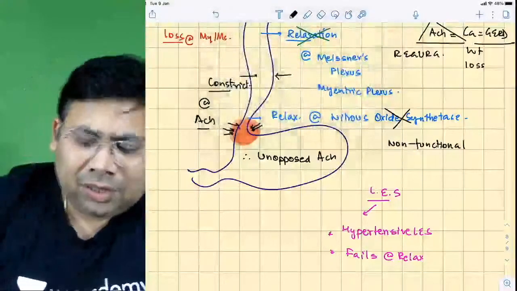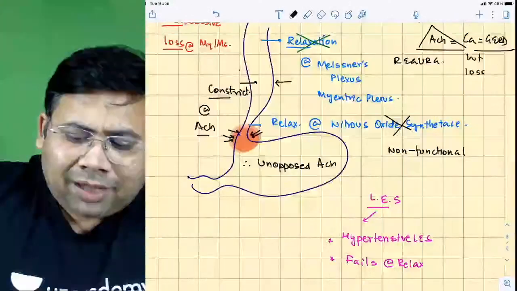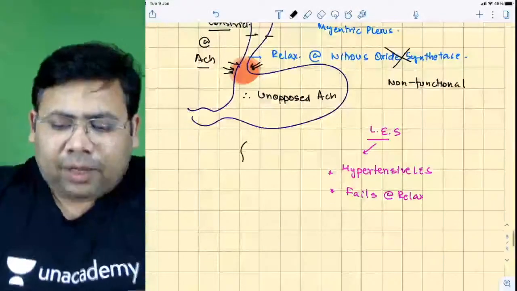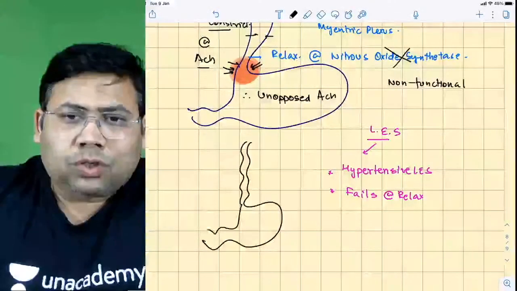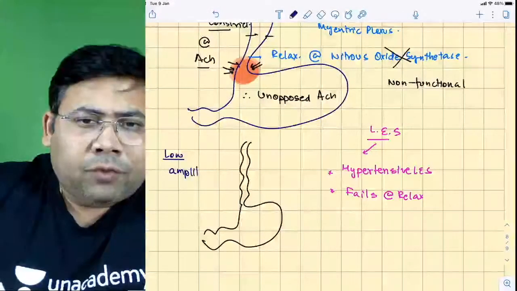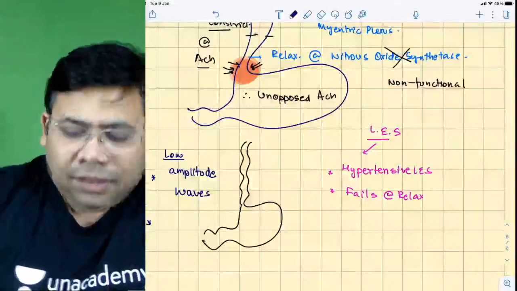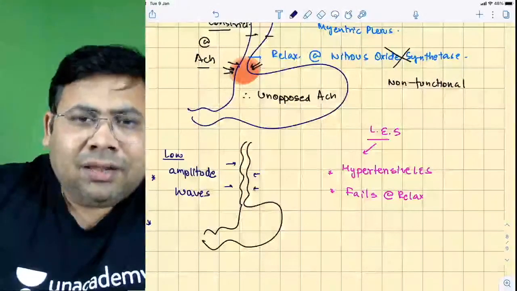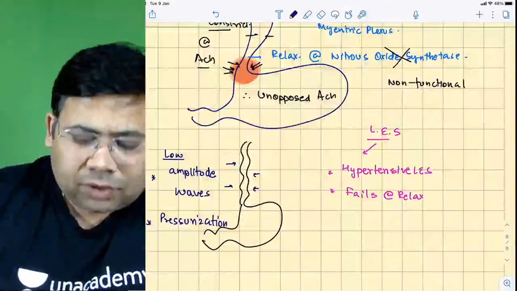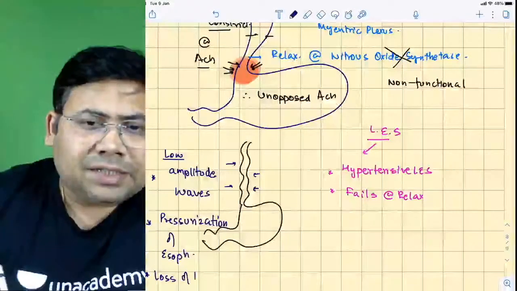Don't worry. What else happens? Because of the uninterrupted, or you can say unopposed, acetylcholine action, the entire esophagus is under the effect of acetylcholine, and therefore there is constriction of the lumen, and because of this you will have 2-3 changes. What is that? First of all, low amplitude waves. So students, you get to see low amplitude waves, point number one. The second important point is, the entire esophagus might be under pressure. So there is pressurization of the esophagus, low amplitude waveforms, and there is loss of peristalsis also.